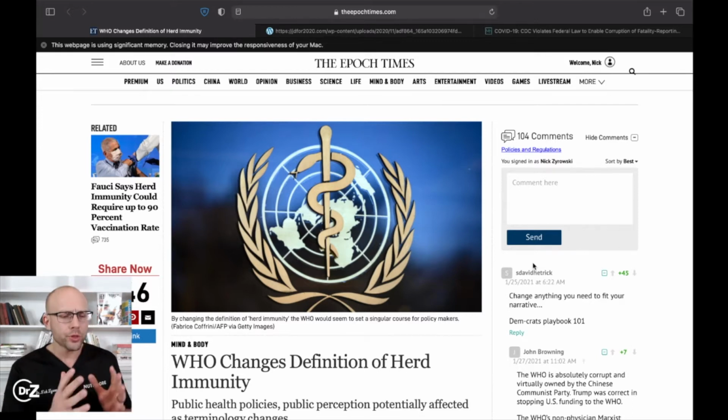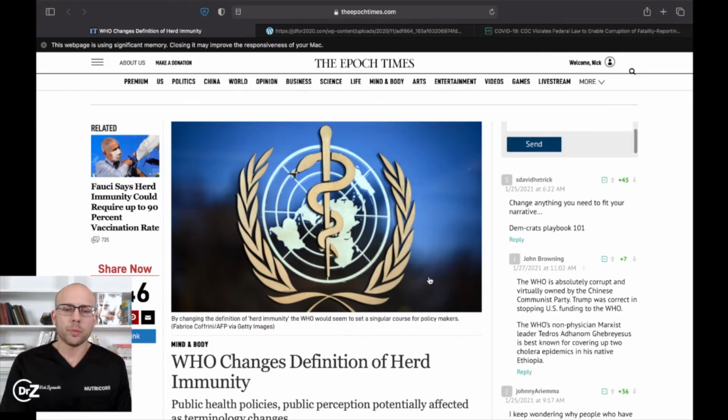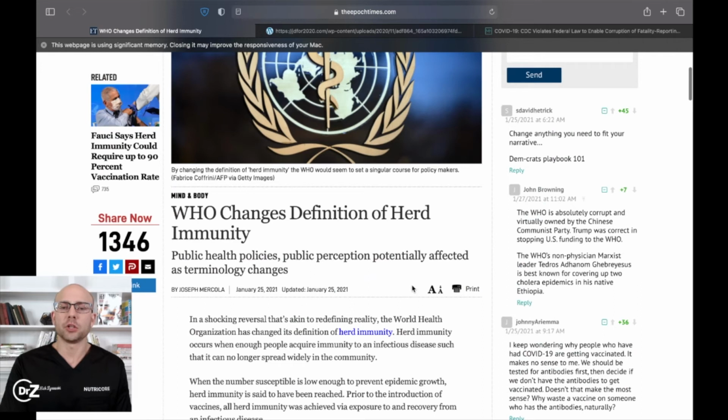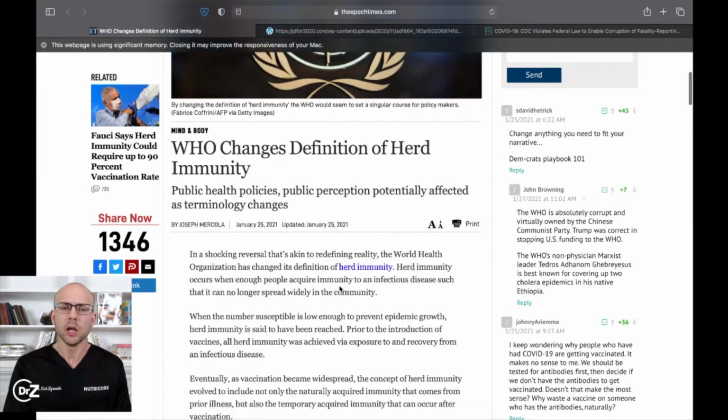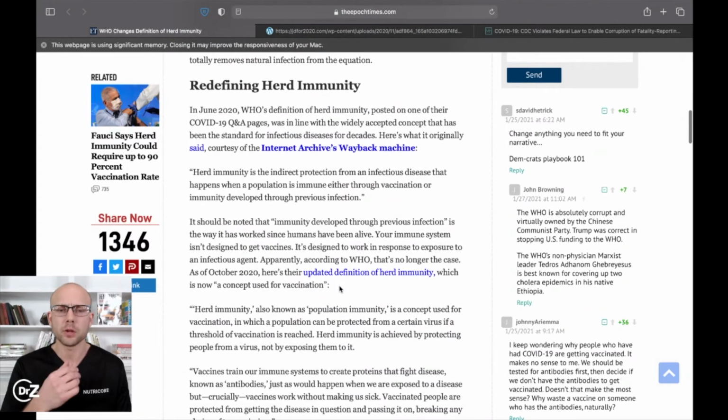And if we know things are factual because of years and years of research and evidence, why all of a sudden are we starting to change them with no evidence that they need to be changed? In this article by the Epoch Times, the World Health Organization is who they're talking about, and they changed the definition of herd immunity. Public health policies, public perception potentially affected as the terminology changes. Why would all of a sudden the definition of herd immunity need to be changed? Let's go ahead and take a look at what they're talking about here.